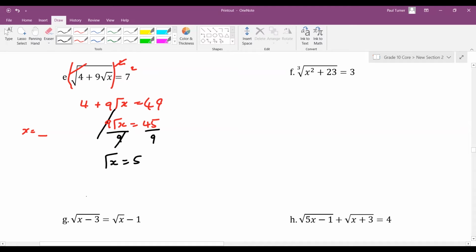So x must be what then? Square both sides, if you like. So we can square this side, square this side. Root x squared is x. 5 squared is 25. Like that, 25 for that one. But notice on F here, you have a cube root now, not a cube and not a square root.